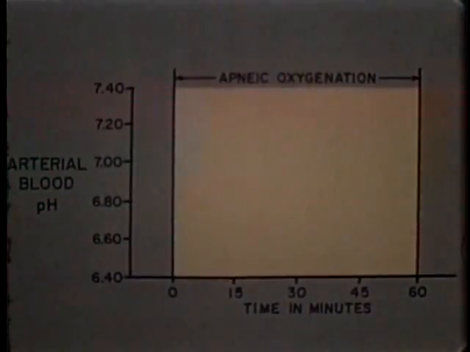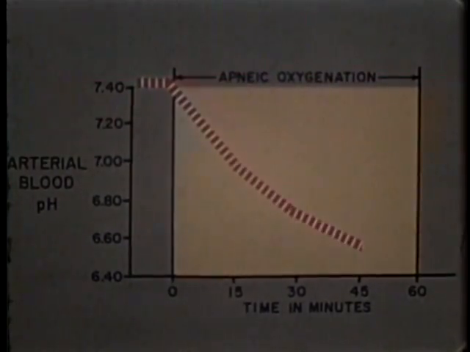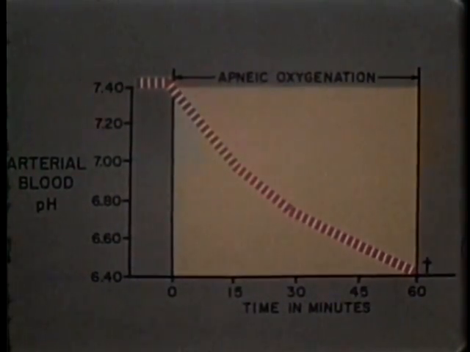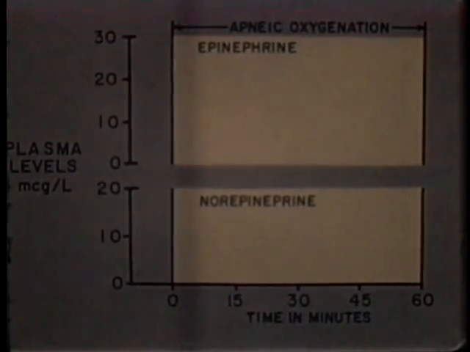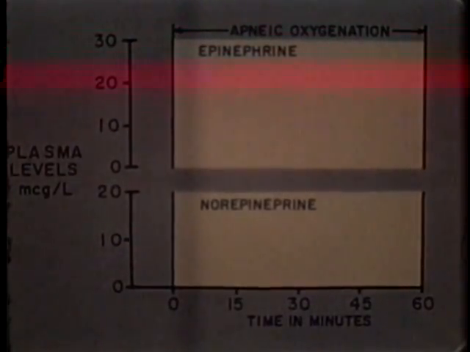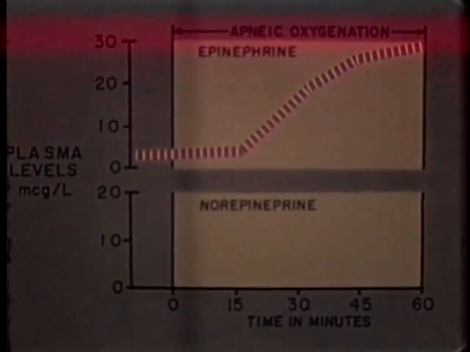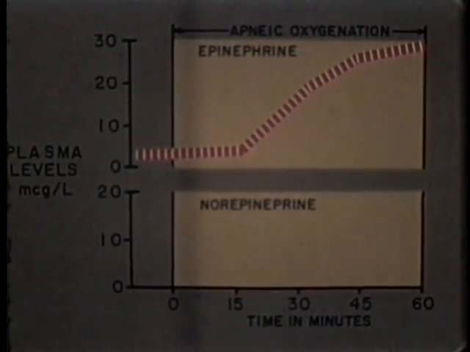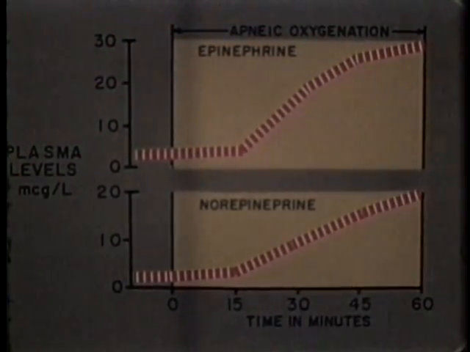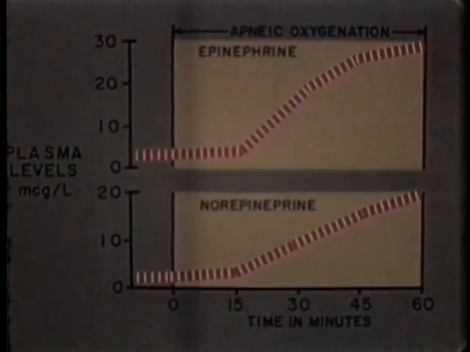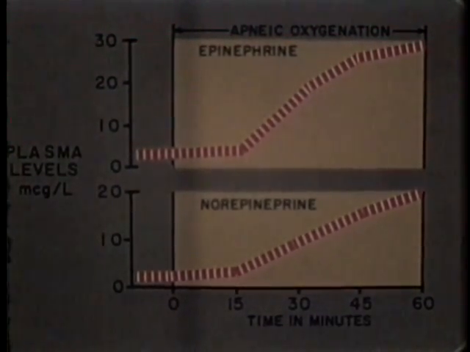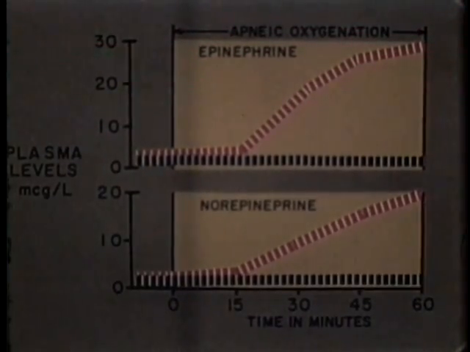In the untreated animal, arterial blood pH fell during 1 hour from 7.41 to 6.42. In the treated animal, it did not change significantly. Concomitant with the increase in hydrogen ion concentration observed in the untreated animal, there was a considerable rise in plasma epinephrine, which increased from 1 to 38 micrograms per liter, while norepinephrine rose from 0.5 to 22 micrograms per liter. This rise in plasma catecholamines did not prevent a cardiovascular collapse from occurring when pH fell below 6.80. In the treated animal, plasma epinephrine and norepinephrine levels did not change significantly.